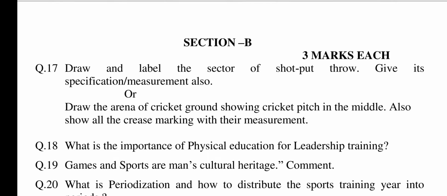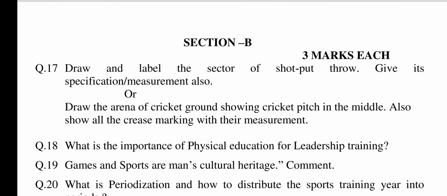Draw means a picture or diagram made with a pencil. Arena, a level area surrounded by seating in which sports entertainment is held. Pitch means cricket pitch consists of the central strip of cricket field between the wickets. Crease marking means the crease is a certain area demarcated by white lines painted or chalked on the field of play. Measurement means length, breadth, etc.